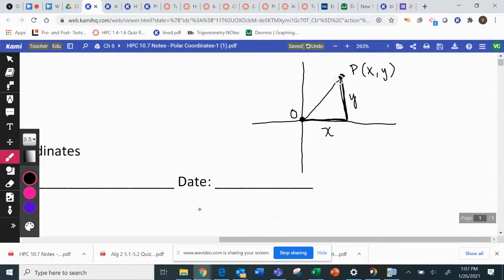And then I would connect. And what would this line be? I heard R. I also heard hypotenuse, so we're just going to use R because that's like the higher level math, right? It is hypotenuse. And then what's this right here? Theta. Okay.